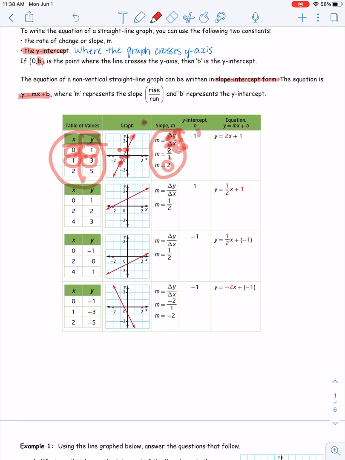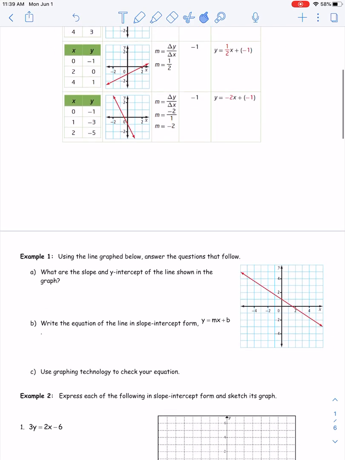The y-intercept is 1. That's where the graph crosses the y-axis. So this is the y-axis here, it crosses at 1. So to put it into my equation, y equals mx plus b, m is my slope, that's 2, and b is my y-intercept, which is 1. I'm not going to go through the rest with you. You can take a look at those, but I'm going to do some examples.